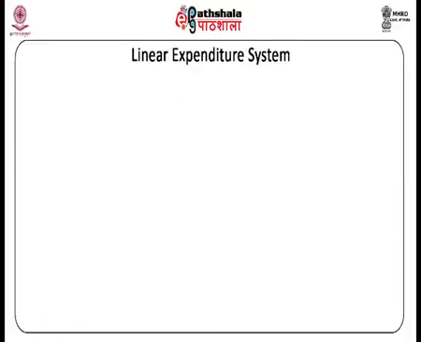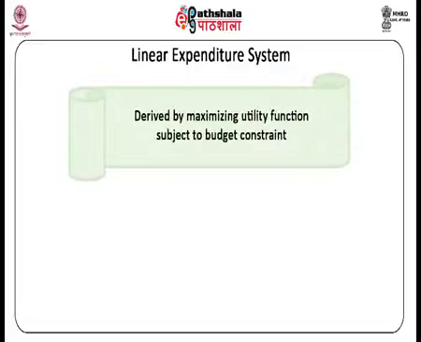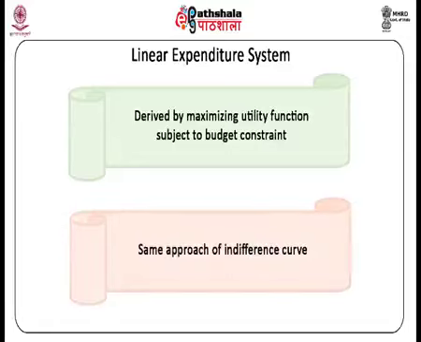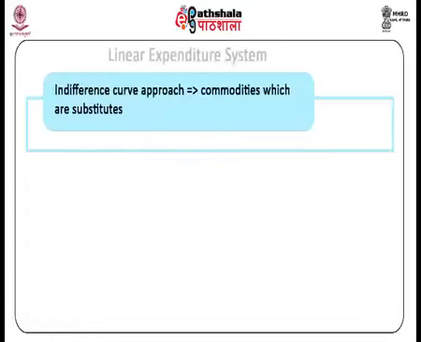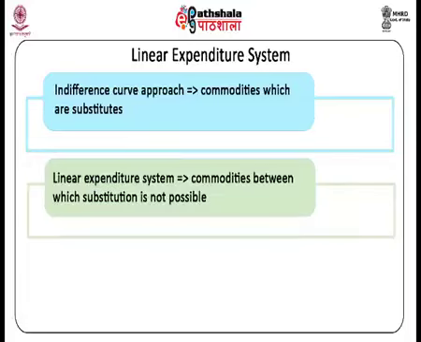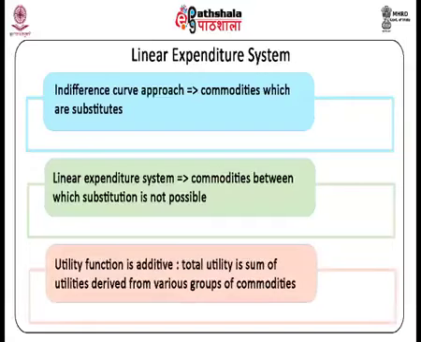The demand function under this model is derived by maximizing the utility function subject to a budget constraint. The approach of this model is the same as the approach of indifference curve. Indifference curve approach is basically used for handling the commodities which are substitutes. On the other hand, linear expenditure system is applied to the group of commodities between which substitution is not possible. The utility function is additive, showing that the total utility is the sum of utilities derived from the various groups of commodities. Additivity implies that the utilities of various groups are independent.